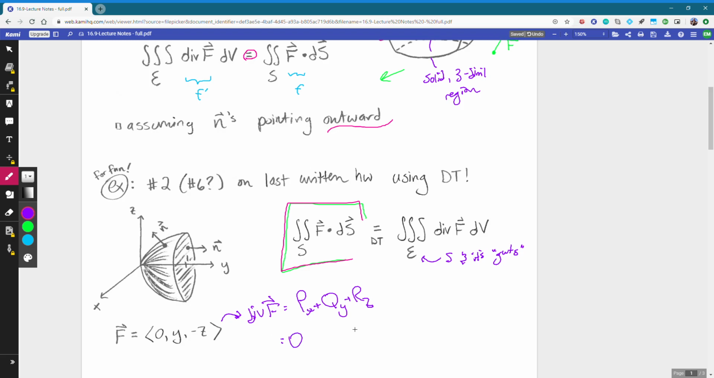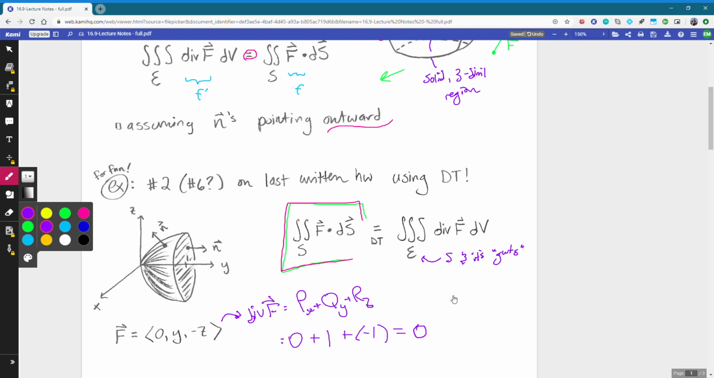Q with respect to y is 1. And r with respect to z is -1. And so what we get is a big, fat, constant 0 as our divergence for our vector field.